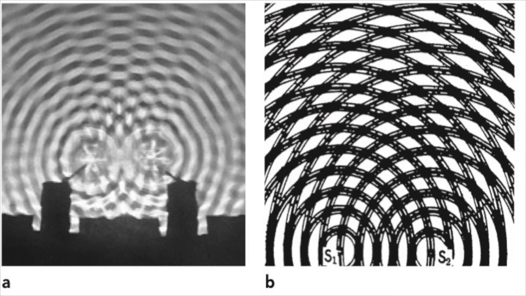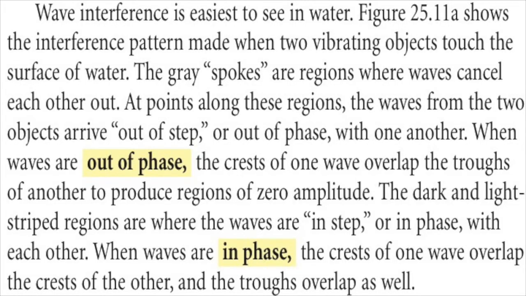The gray spokes are regions where waves cancel each other out. At points along these regions, the waves from the two objects arrive out of step or out of phase with one another. When waves are out of phase, the crest of one wave overlaps the trough of another to produce regions of zero amplitude. The dark and light striped regions are where the waves are in step or in phase with each other. When waves are in phase, the crests of one wave overlap the crests of the other, and the troughs overlap as well.